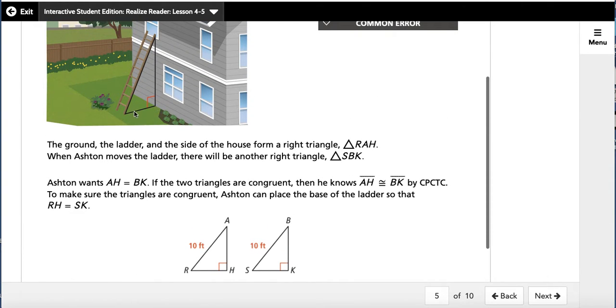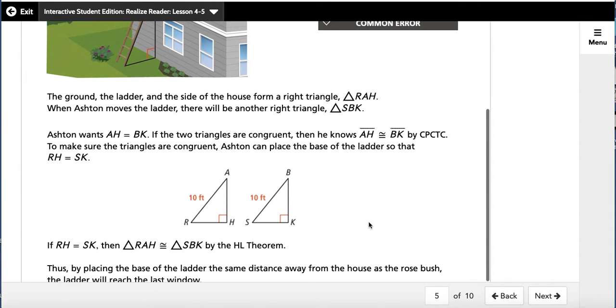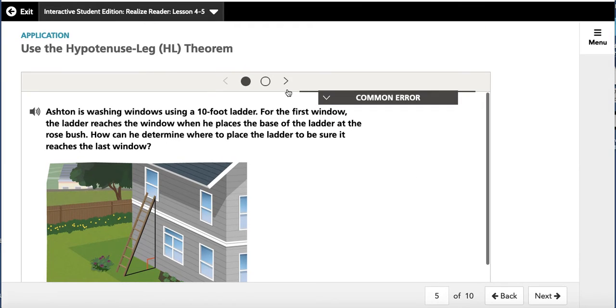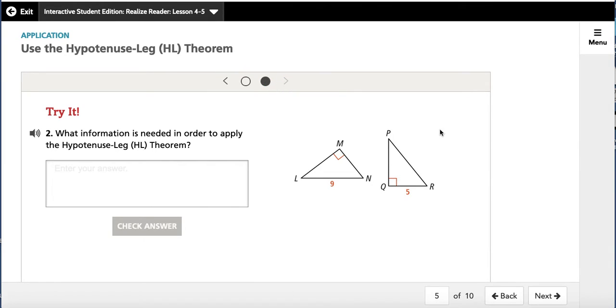So he knows if he comes out this exact distance, that ladder will end up coming right onto the window like it did for this one, because of hypotenuse leg. Again, the hypotenuse is the 10 feet, the leg is the SK. You only need a hypotenuse and a leg if it's a right triangle. It's the hypotenuse leg theorem that we just went over, that we're just learning in this section.